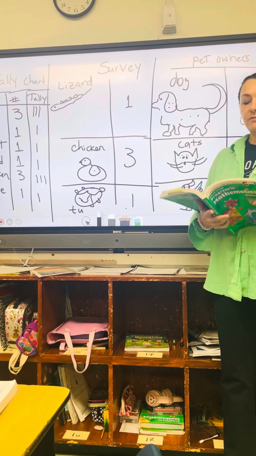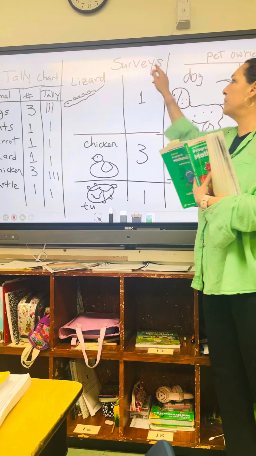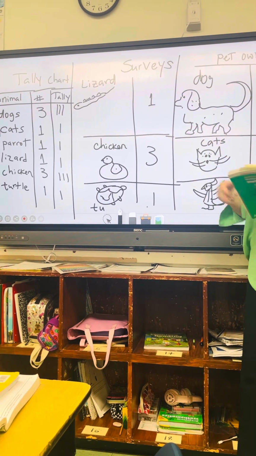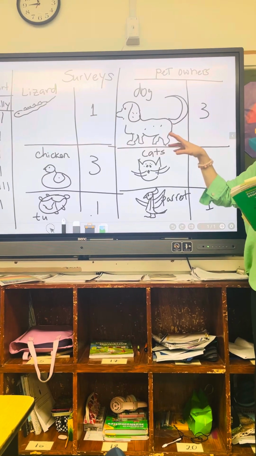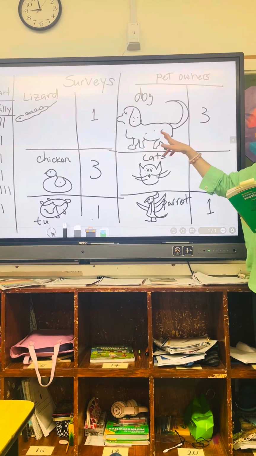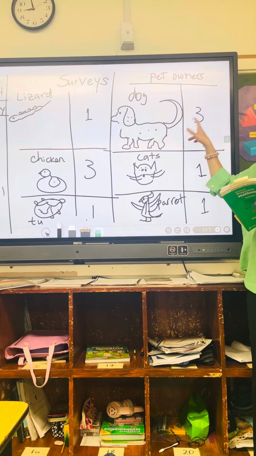All right, so we will review surveys. For example, we voted today on various pets. So we have 10 students total, right? And we have 3 that own dogs, so 3.